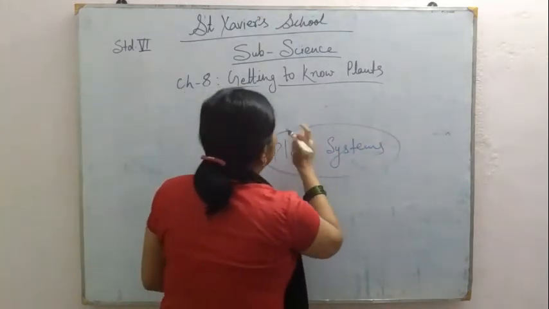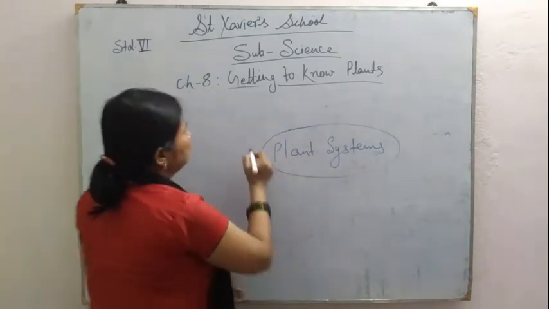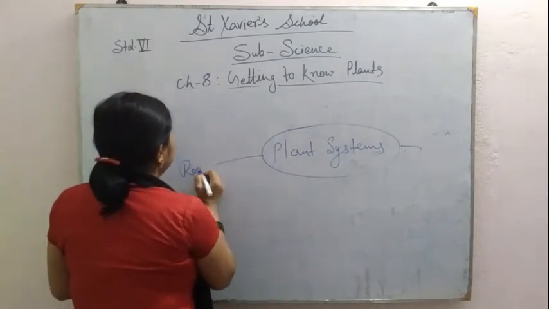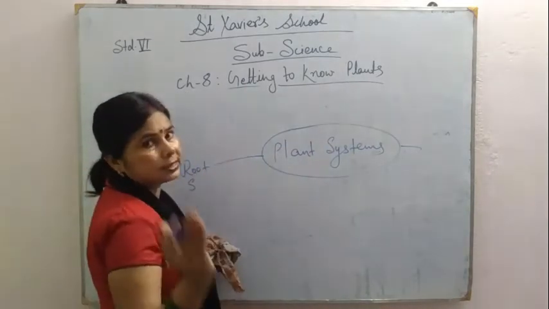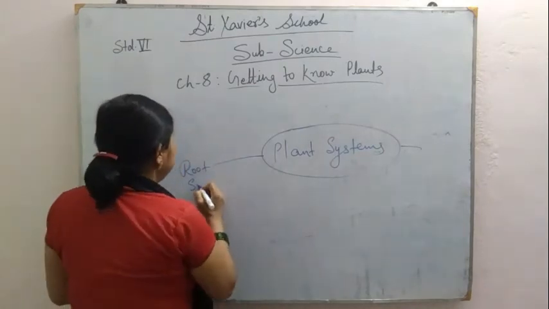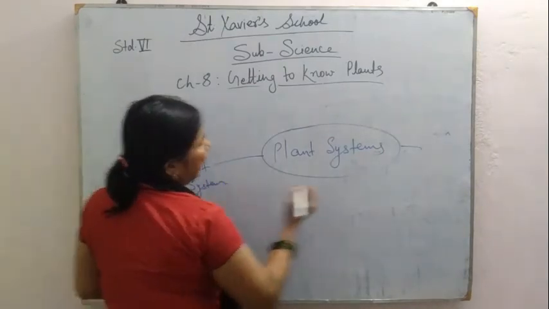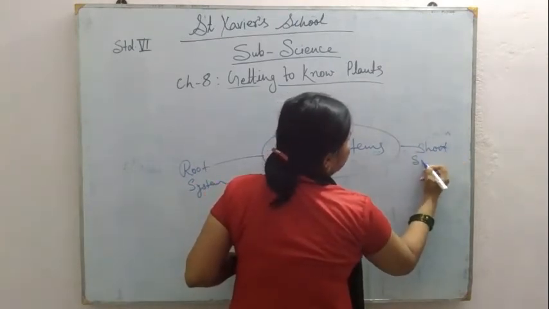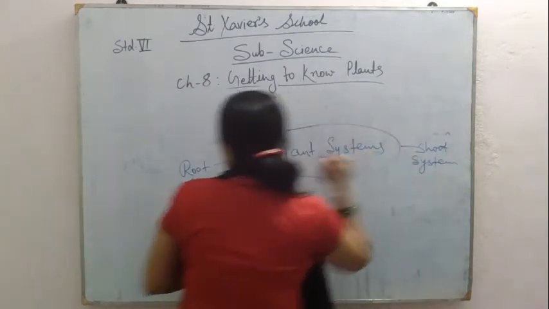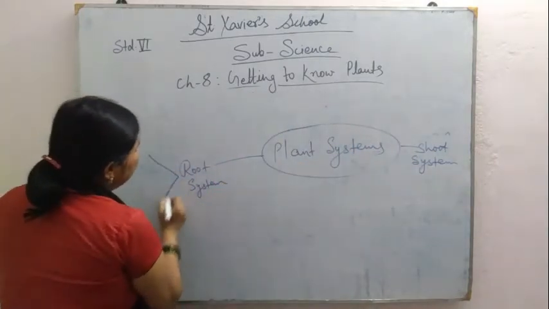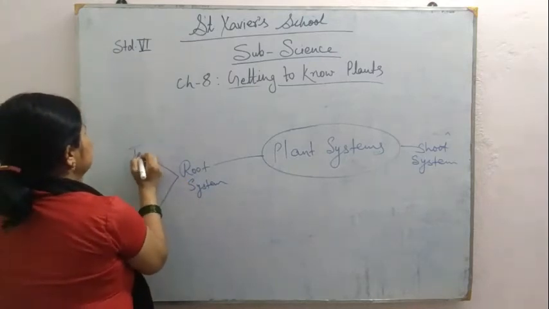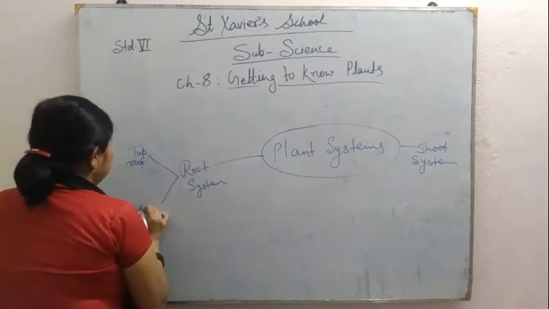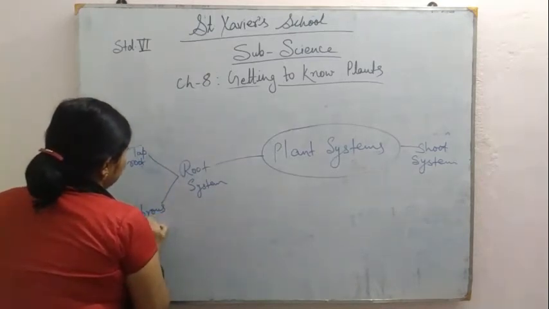We have studied plant system and there are two plant systems. First, root system. There are two systems in a plant: root system and shoot system. In root system, there are two types of roots, taproot and fibrous root.